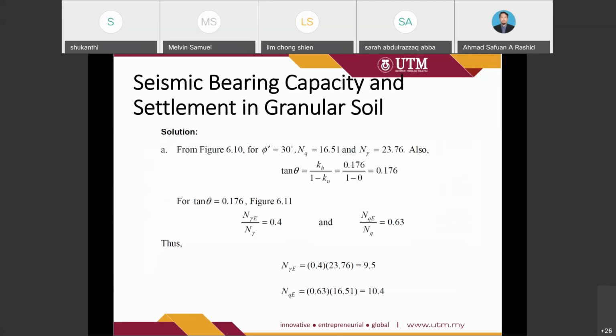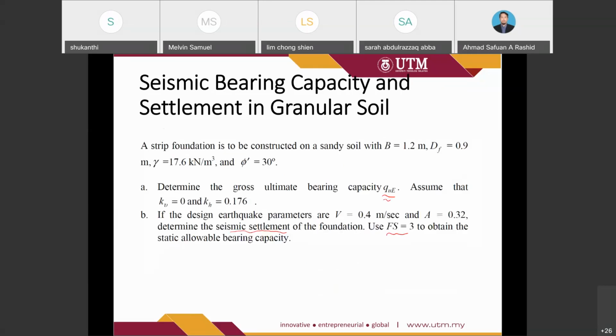So first of all, the information given is that the phi value is equal to 30, B is equal to 1.2, Df is equal to 0.9, while the unit weight is equal to 17.6. In this case, kh is provided as 0.176, while kv is 0.